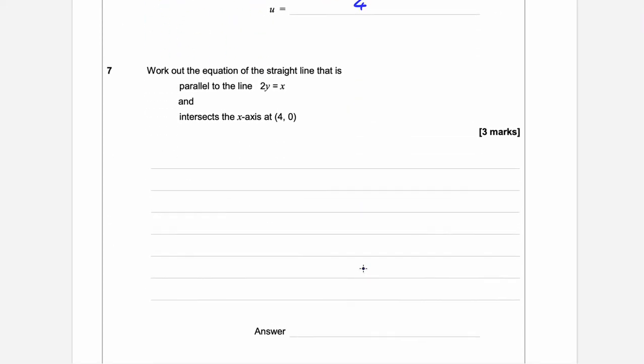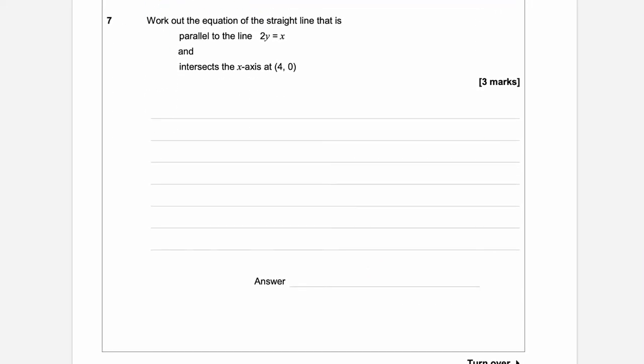Okay, question 7. Work out the equation of the straight line that is parallel to the line 2y equals x and intersects the x-axis at this point. Okay, so firstly, guys, this line is written kind of in an unusual way, but we can easily divide both sides by 2, and I get y equals x over 2. And that's the same as, obviously, y equals a half x. So that means the gradient is a half.